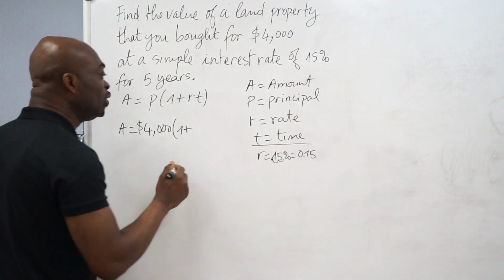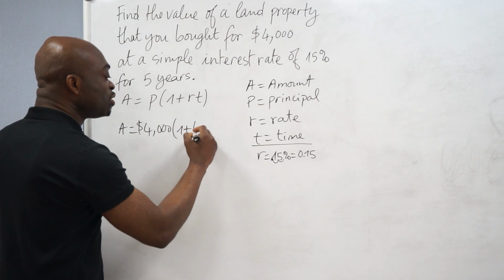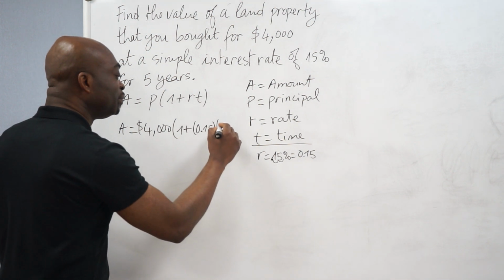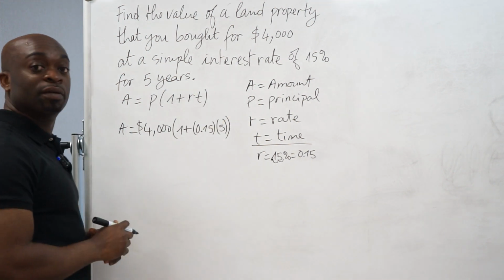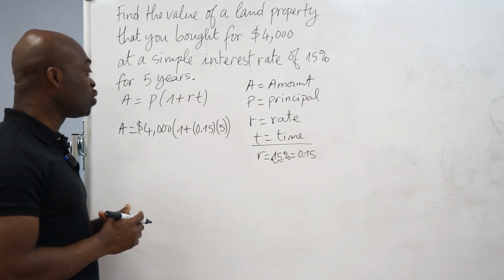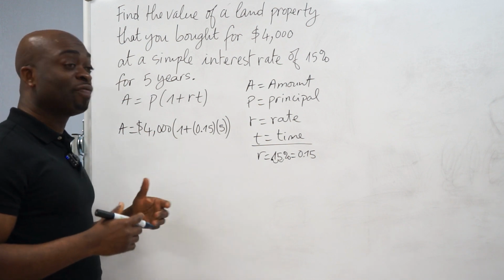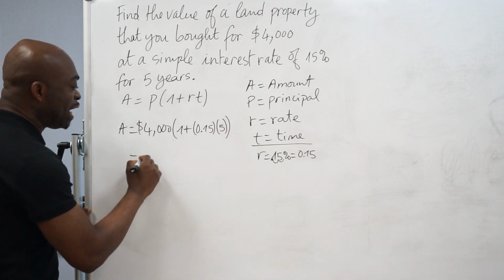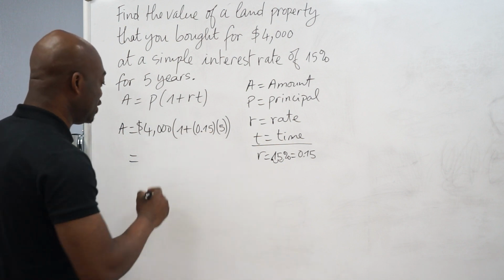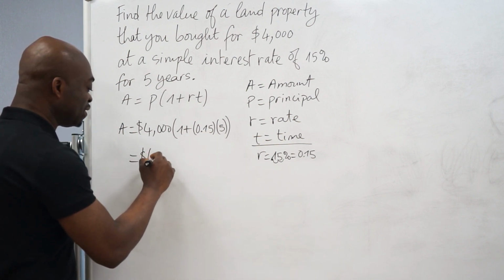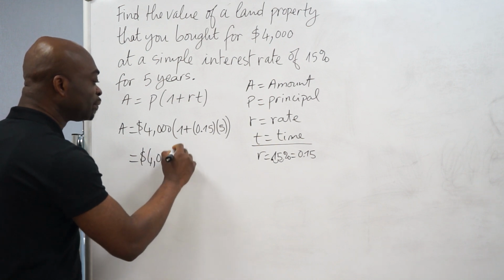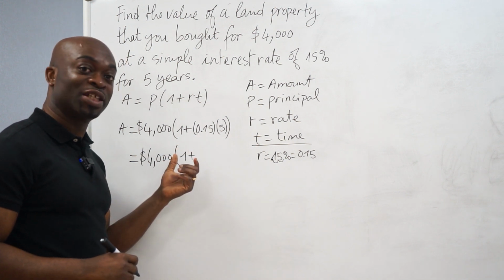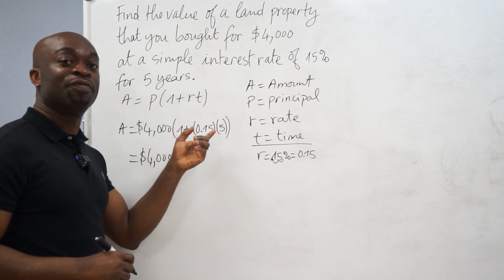So now we have the rate, which is 0.15, times the time, which is 5 years. This is what we have to solve for. We're actually applying the order of operations here, the PEMDAS rule or the BODMAS rule. So what do we have to do? We have to go inside the parentheses first. So we have $4,000 here. And then we have to do multiplication before we do the addition. So we have to multiply 0.15 by 5.